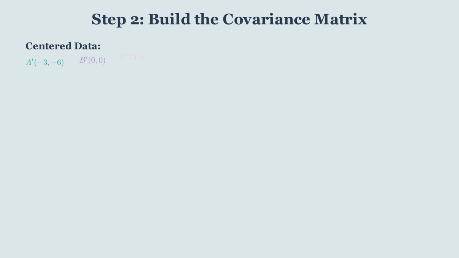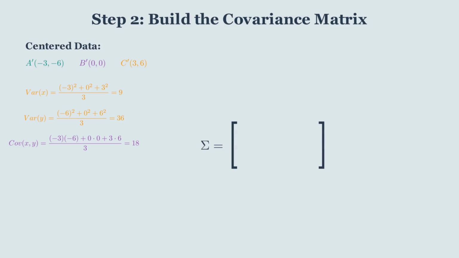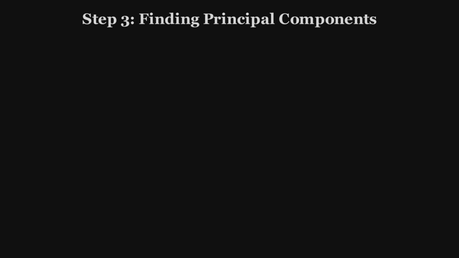Think of this as a blueprint that captures how our features interact with each other. On the diagonal, we calculate the individual variance, 9 for radius and 36 for perimeter. But the real magic lies in the off-diagonal, 18. This number represents the covariance, the shared energy between our features. When we assemble these into our matrix, we have successfully captured the exact shape of our data's spread, and we rotate our entire perspective.